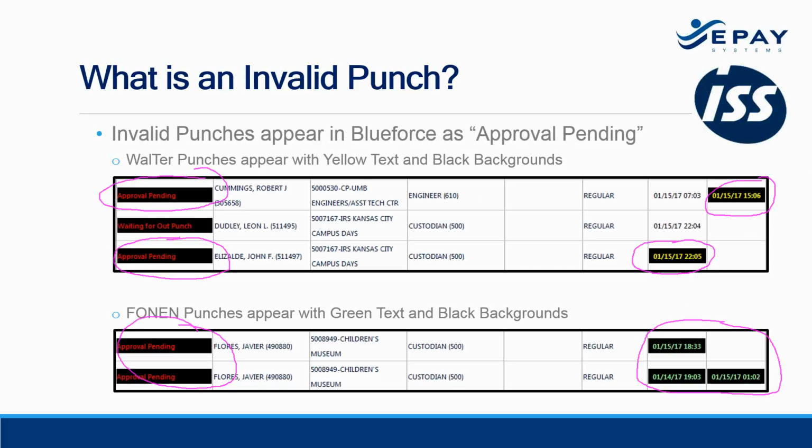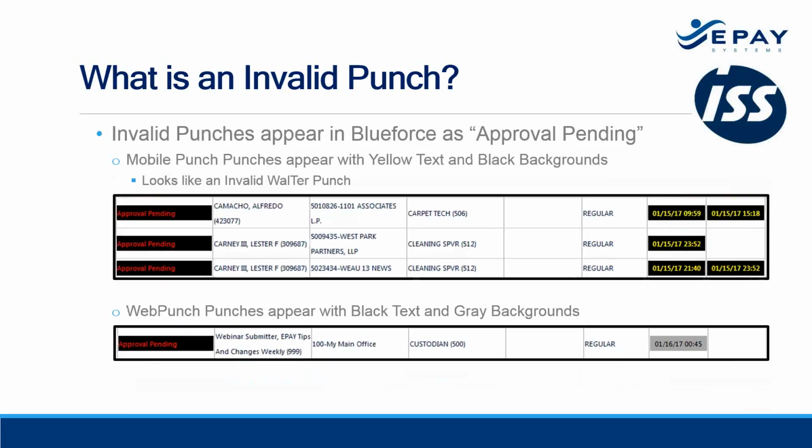Now, more so as I go through here, and let me just clear my screen. You also have mobile punches that appear very similar to the actual punches you saw a while ago with the invalid punches. They're also in yellow text with a black background. Sometimes that leads to confusion, but bottom line, the background should tell you that's an invalid punch.